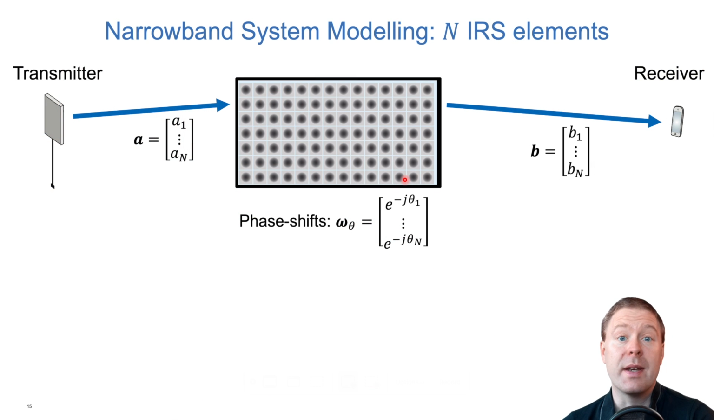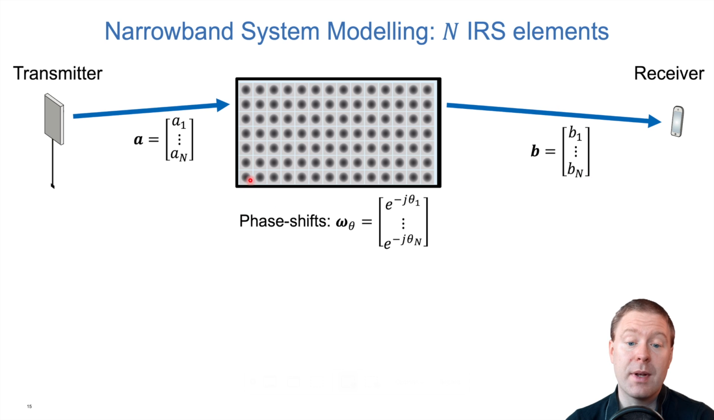We will now consider a narrowband system model, where the channel from transmitter to the surface and from the surface to the receiver, each such channel is only described by a complex scalar. So we have A1 from the transmitter to element 1, A2 to element 2, and AN for element N. So there are N elements in total in this IRS. And from each element, there is also a channel to the receiver, B1, B2, BN.